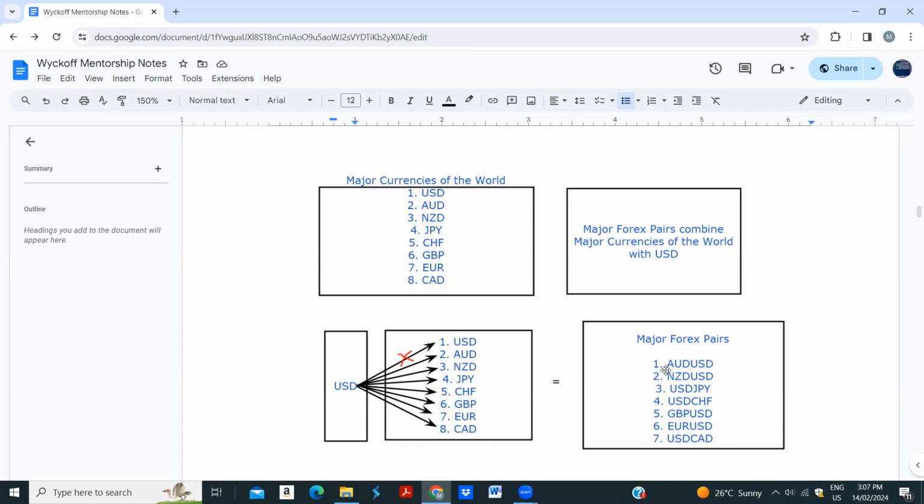USD AUD will not be a major forex pair, but AUD USD is a major forex pair. New Zealand dollar USD is a major forex pair. USD New Zealand dollar is not a major forex pair. So you have to combine these major currencies with the US dollar in this order. You cannot change the order. You have to learn this order.